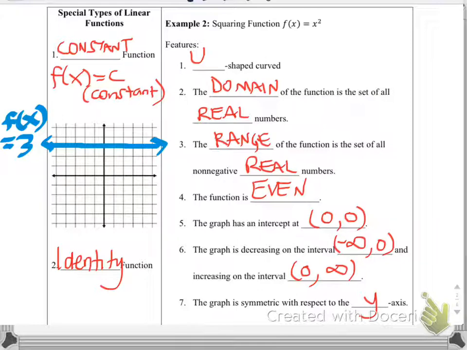Let's look at example 2 first, and then we'll come back to the special types of linear function. So we have our squaring function, which we should be familiar with, f of x equals x squared. And just some features. Number 1, it has a U shape. As you all know, it's a parabola. 2, the domain of the function is the set of all real numbers. 3, the range of the function is the set of all non-negative real numbers. That's meaning from 0 to infinity when we say non-negative.